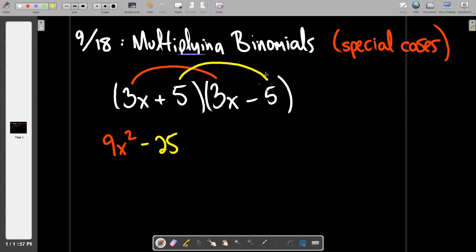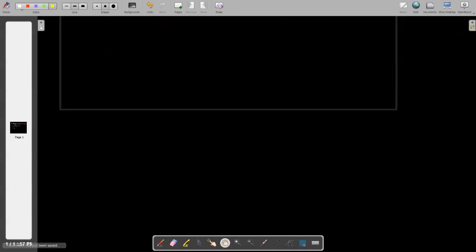Why mess around with all that stuff in the middle that you know is just going to go away anyways? So objective number one for the day is to get us to a point where we don't have to show as much work on certain problems like this. For example, let's see if we can do this one a little quicker.